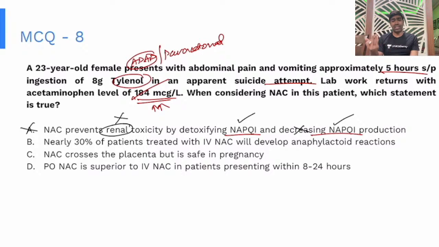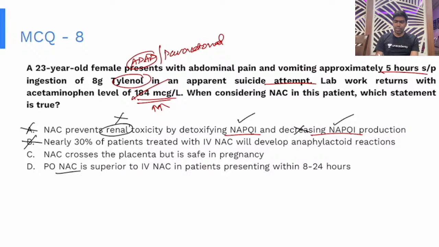It increases the metabolism of NAPQI towards non-toxic compounds by replenishing glutathione. So anyway, this is a wrong statement. This is not a correct statement. And option B, nearly 30% of patients treated with N-acetylcysteine will develop anaphylactic reactions. This is a wrong statement as well. Hardly 5% of patients may develop anaphylactic reactions, but definitely not more than that.